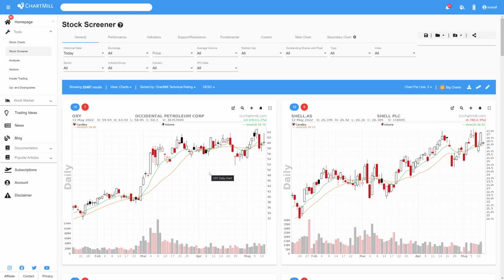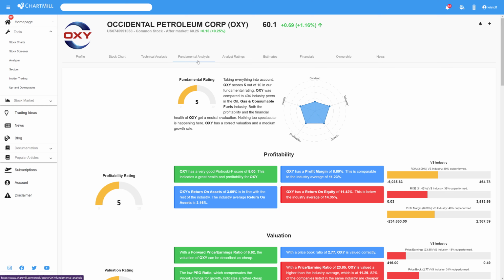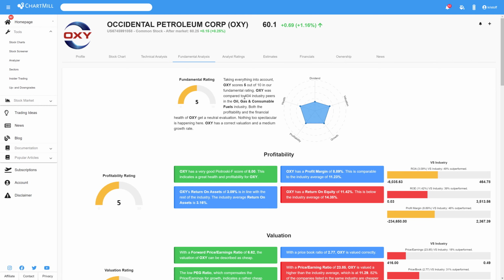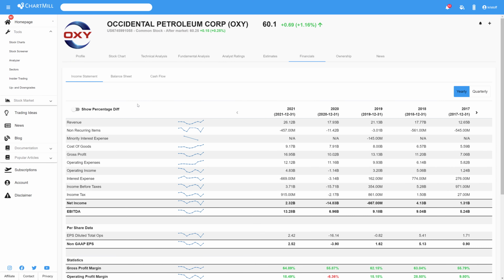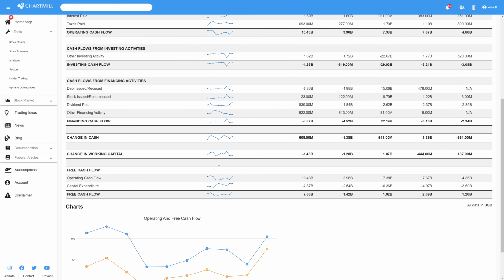ChartMill is one of the few financial research tools with such extensive filtering possibilities for both fundamental and technical analysis. Fundamental analysis focuses mainly on the key figures of a company in relation to the sector it belongs to, the general macroeconomic situation, and the quality of the company's management in order to obtain the real value of the company.